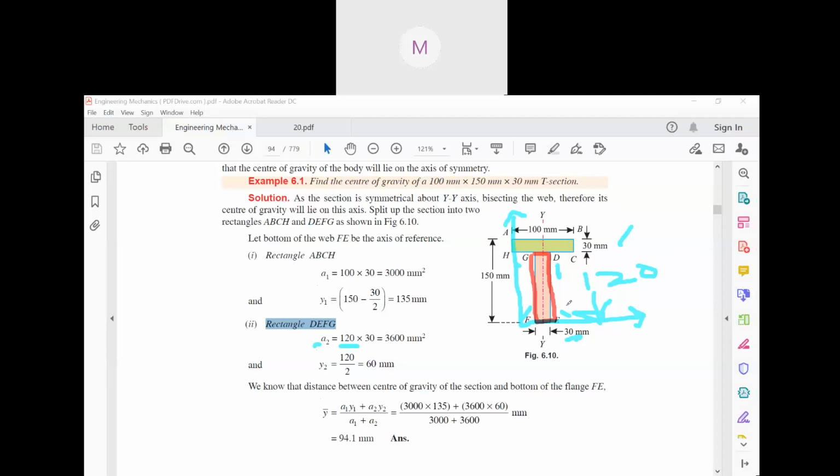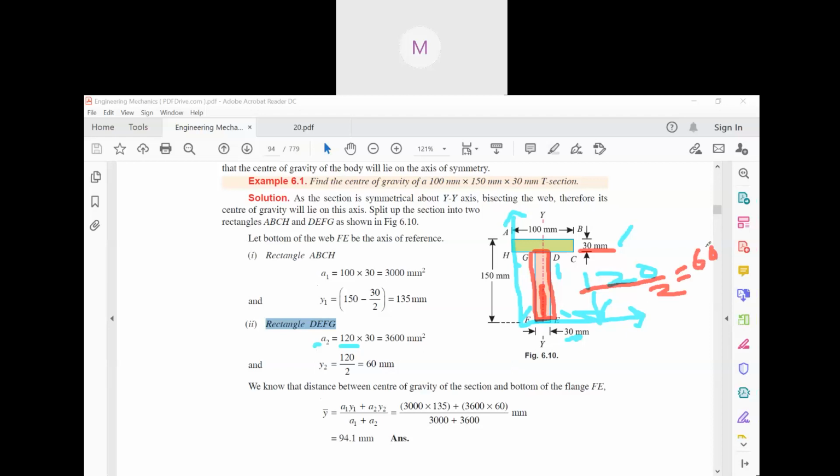Now here it was 30 by 2. So here it will be how much? In this figure, how will 120 by 2 be? Good. It will be 120 by 2. How? Because we have to locate this point now from here. Just remember from the axis you have to find out the distance. So it is how much?